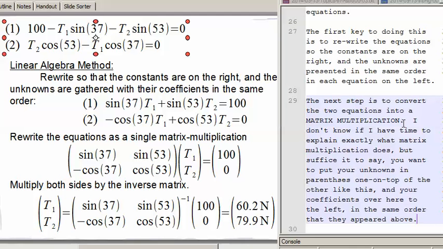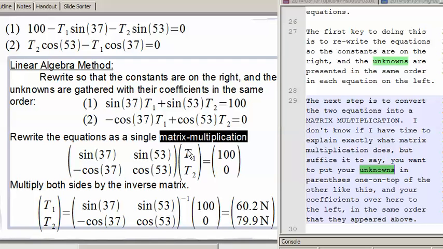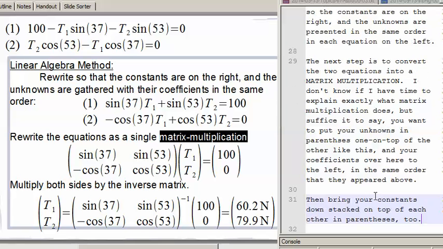The next step is to convert the two equations into a matrix multiplication. I don't know if I have time to explain exactly what matrix multiplication does, but suffice it to say, you want to put your unknowns in parentheses like this, t1 and then t2, and the coefficients over here to the left: sine 37, sine 53 goes sine 37, sine 53, and negative cosine 37 and cosine 53 goes negative cosine 37 and cosine 53, in the same order that they appeared above. Then bring your constants down, the 100 and the 0, stacked on top of each other in parentheses too.